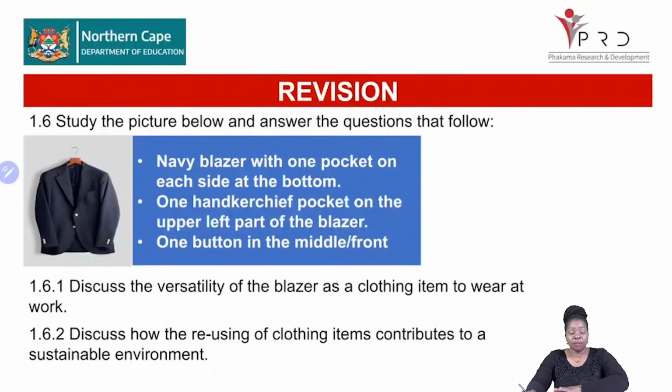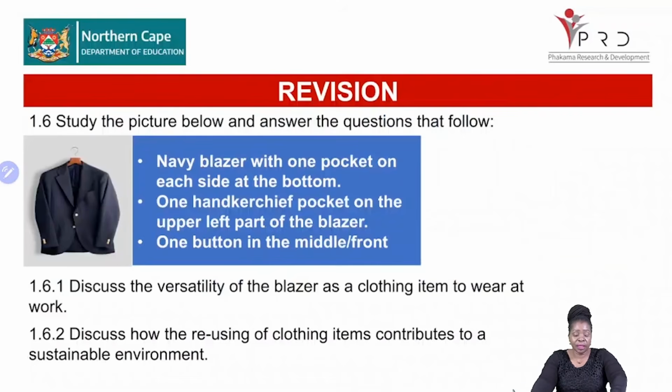Right, that's the masks. And then we go on to question 1.6. It says, study the picture below and answer the questions that follow. On my left, there is the blazer, and on my right, there is the information about the blazer. It's a navy blazer with one pocket on each side at the bottom. There is also one handkerchief pocket on the upper left part of the blazer, and there is one button in the middle of the front.